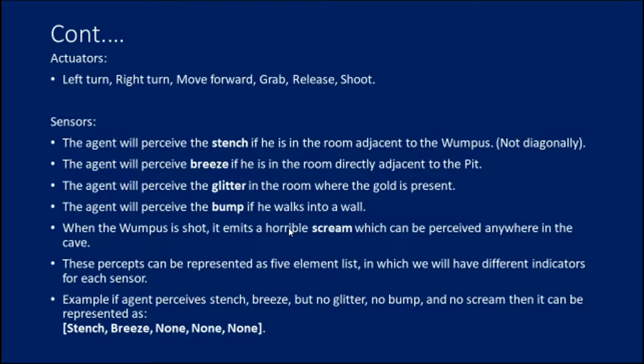These percepts can be represented as a 5-element list, with an indicator for each sensor. For example, if the agent perceives stench and breeze but no glitter, no bump, and no scream, it can be represented as stench, breeze, none, none, none.